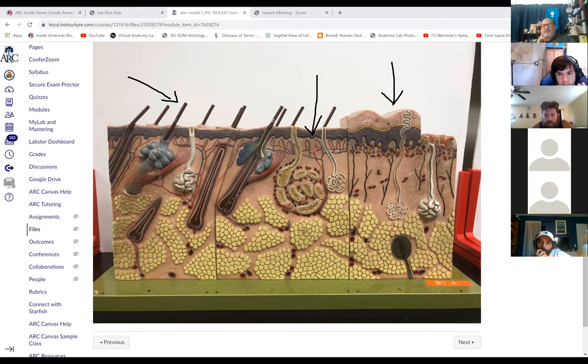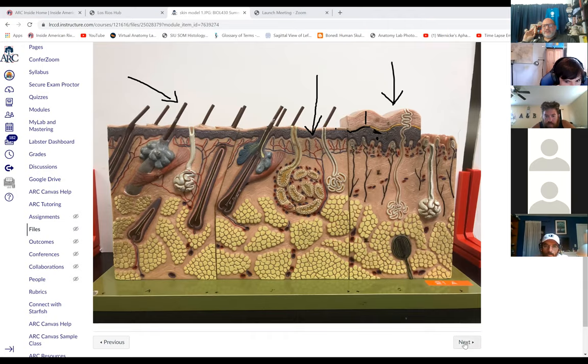But notice our thick skin has a thicker stratum corneum, whereas our thin skin has a very thin stratum corneum. And notice our thick skin has the stratum lucidum, which our thin skin doesn't, right? Notice they don't do a good job of differentiating the stratum granulosum from the stratum spinosum, but we can still see that there is that lucidum there. So this is a nice model. It has some good things on it.